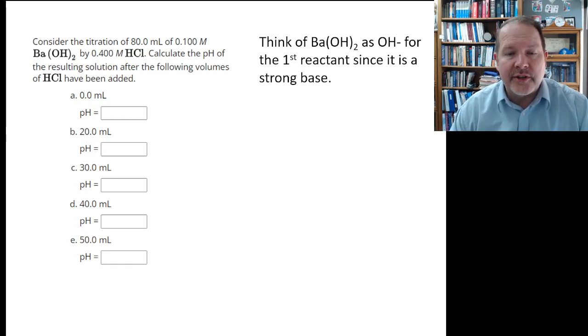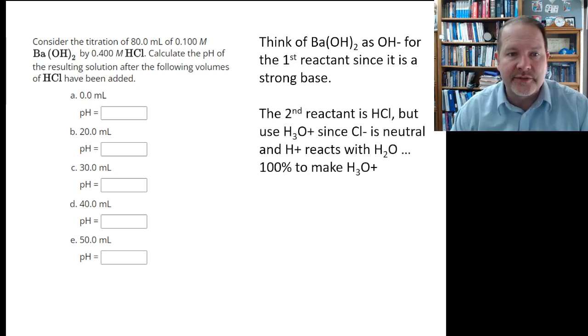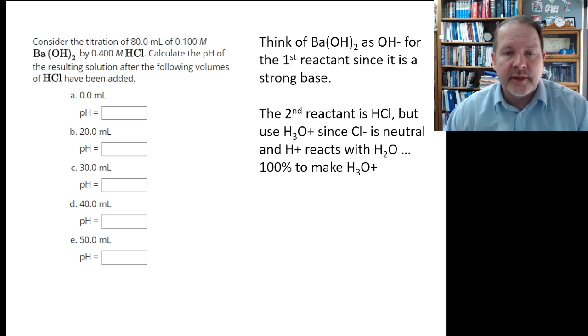We've got to think of barium hydroxide as a strong hydroxide, and so we're going to think of it as the OH minus. That's our reactant, so we'll think of it as our first one. That's our base. But remember, for every 1 barium hydroxide, 2 moles of hydroxide are given off. Now, barium is a neutral cation, so we can ignore it. HCl, chloride, is a neutral ion. We'll ignore it. And HCl reacts with water to make the hydronium ion, because it transfers the proton to the water.